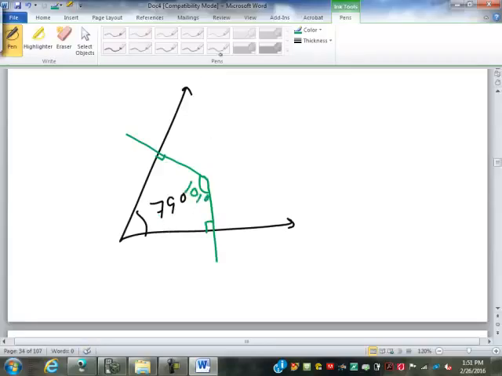It is the opposite, yes. These two are right angles. A four-sided figure has to add up to 360.